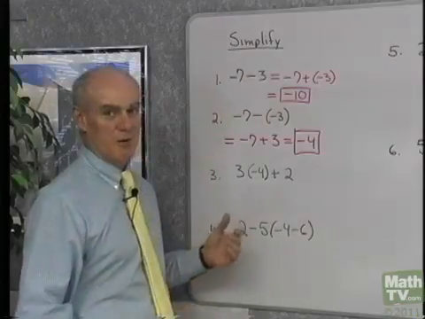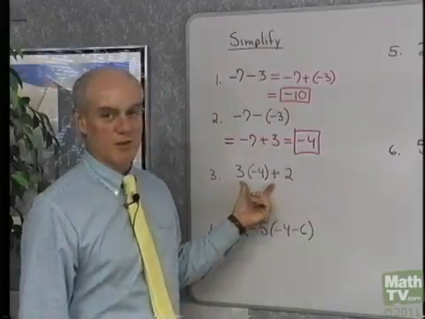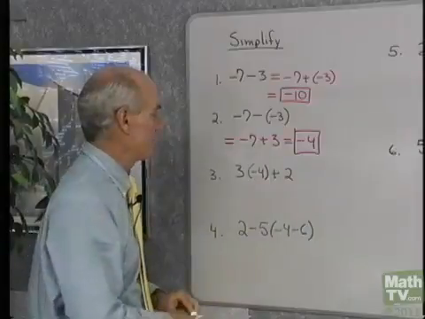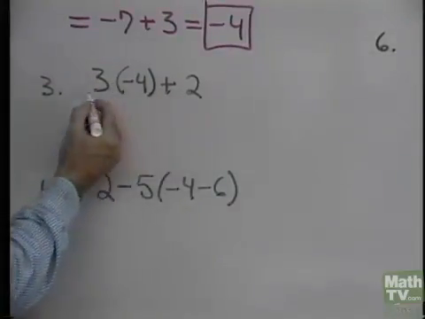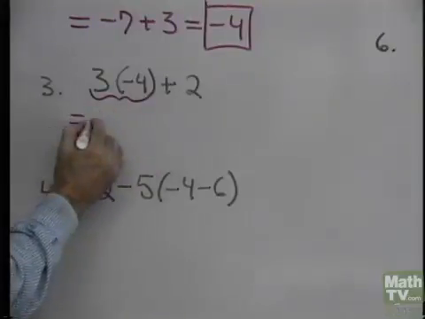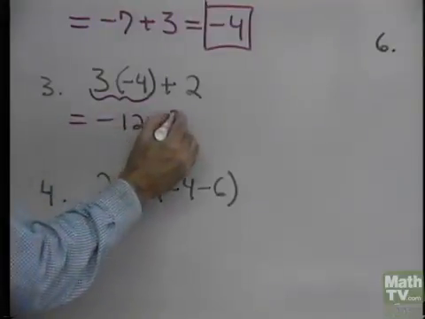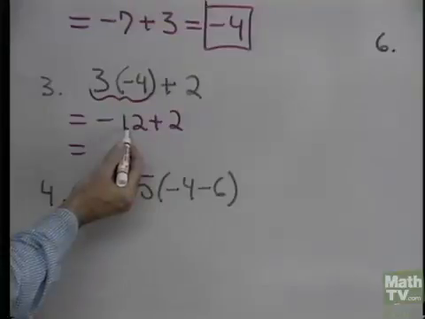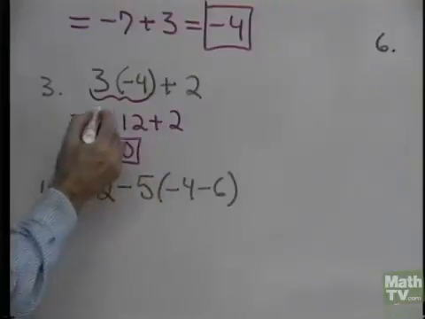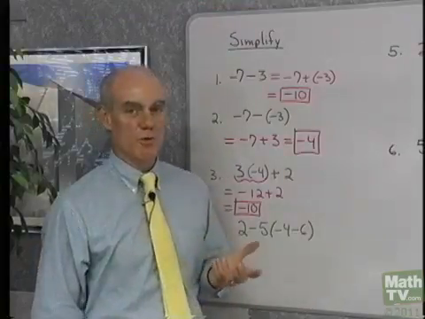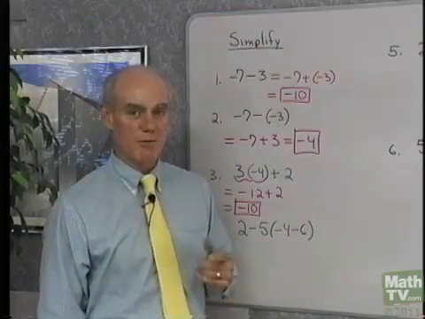Moving on down to our next problem here, problem number 3. We're going to use the multiplication before addition. I have multiplication here and addition here, so I want to multiply first. 3 times negative 4 is negative 12, plus 2. And then adding negative 12 and positive 2, I end up with negative 10. So remember, according to the rule for order of operation, we multiply before we add.